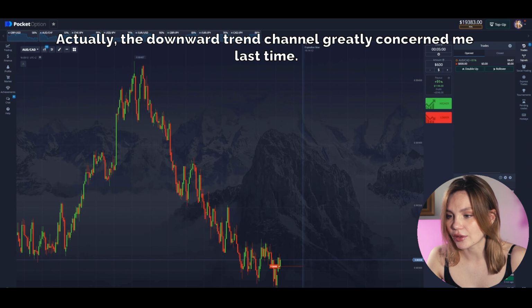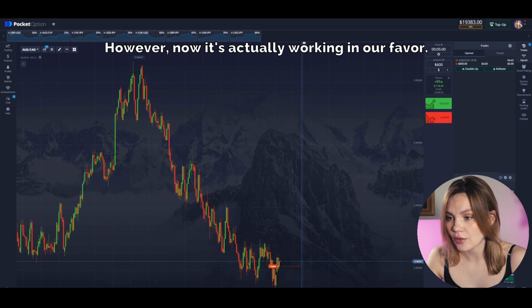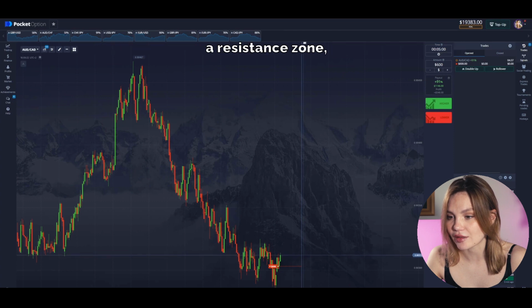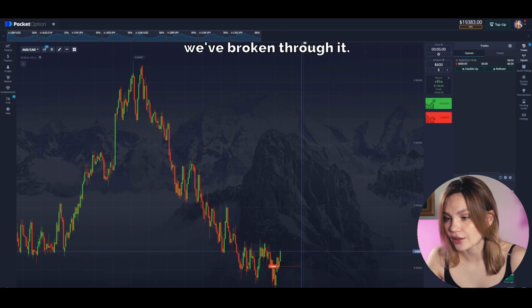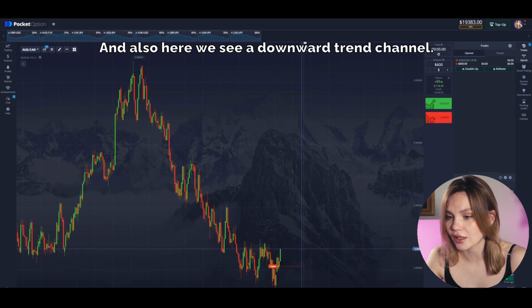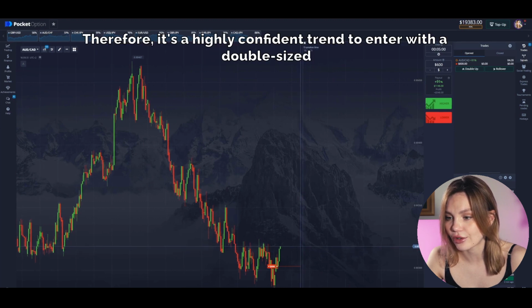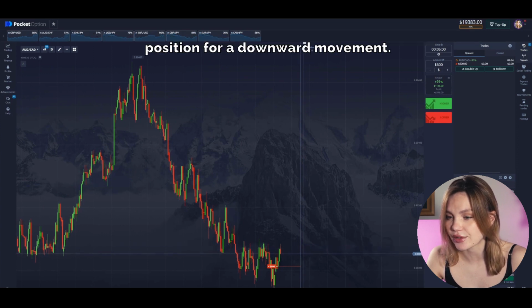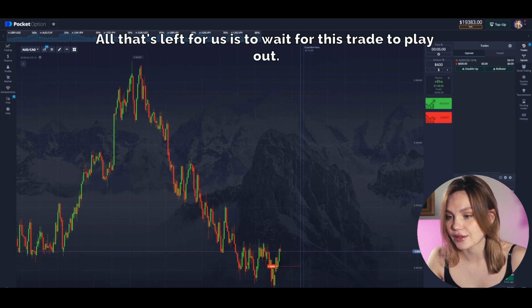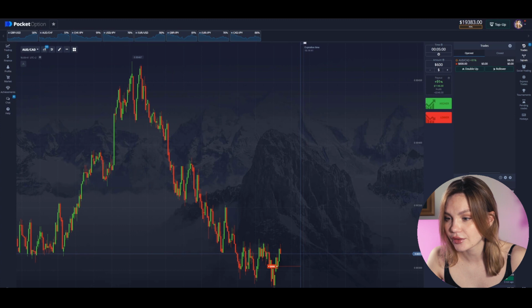Actually, the downward trend channel greatly concerned me last time. However, now it's working in our favor, as we're bouncing off the support zone that was previously a resistance zone. We've broken through it. The resistance zone has become a mirrored support zone, and also here we see a downward trend channel. Therefore, it's a highly confident trend to enter with a double-sized position for a downward movement. All that's left for us is to wait for this trade to play out.